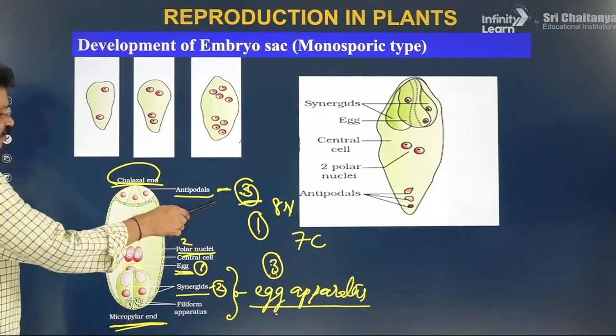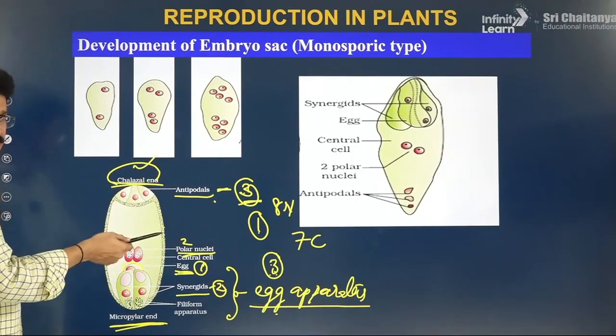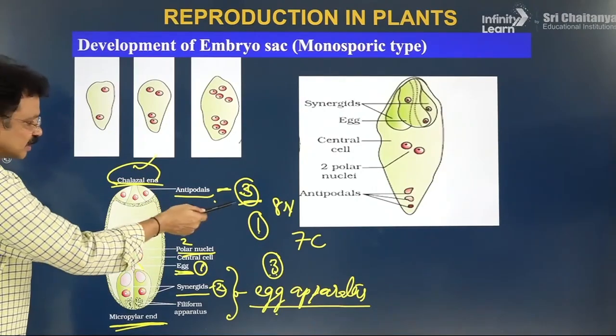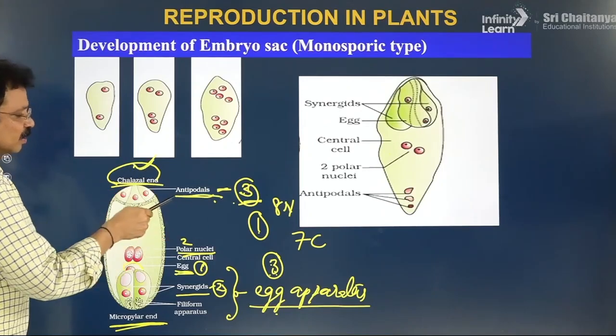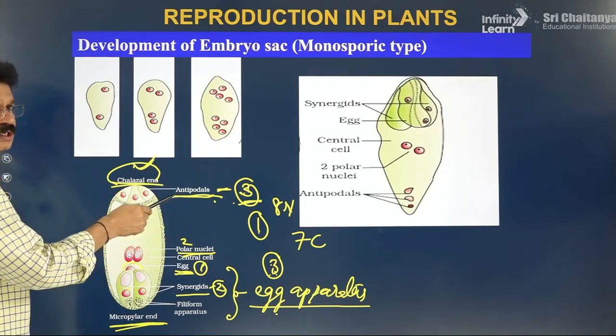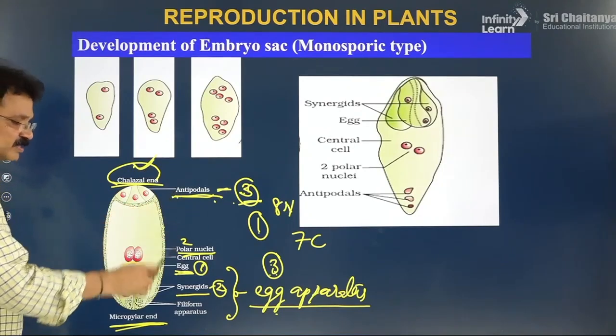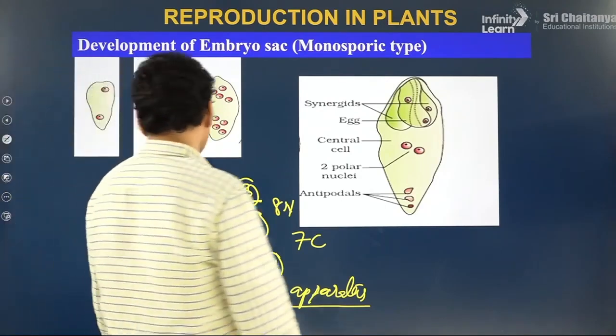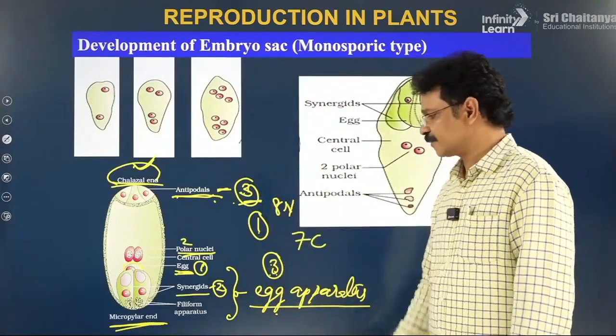What kind of cells are found towards the chalazal side? One question. Name the 3 cells found towards the chalazal end. Antipodals. These are the smallest cells of an embryo sac. Antipodal cells are the smallest cells of an embryo sac.